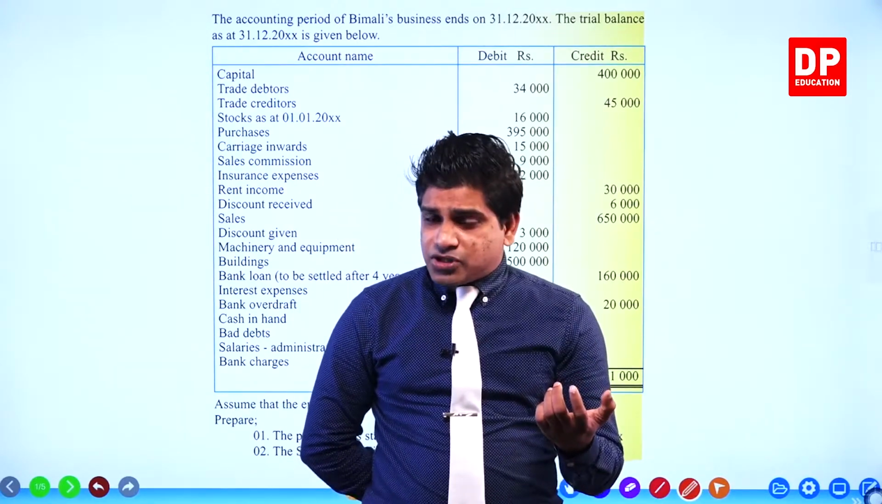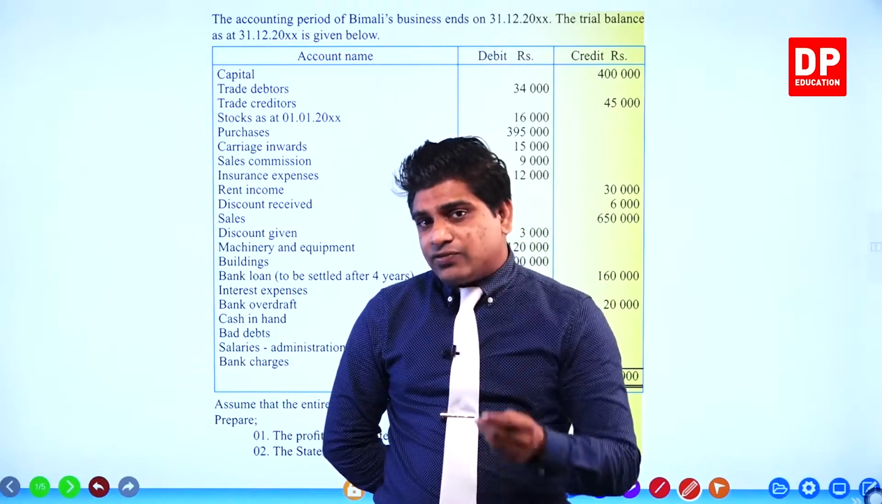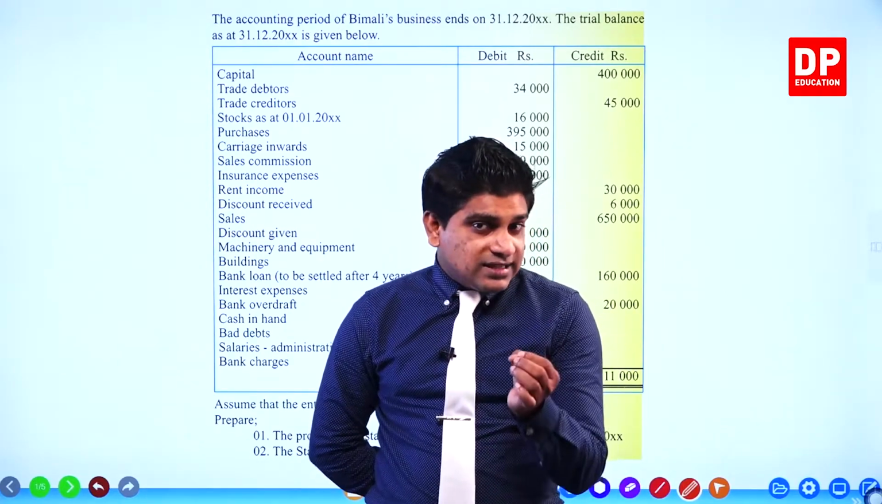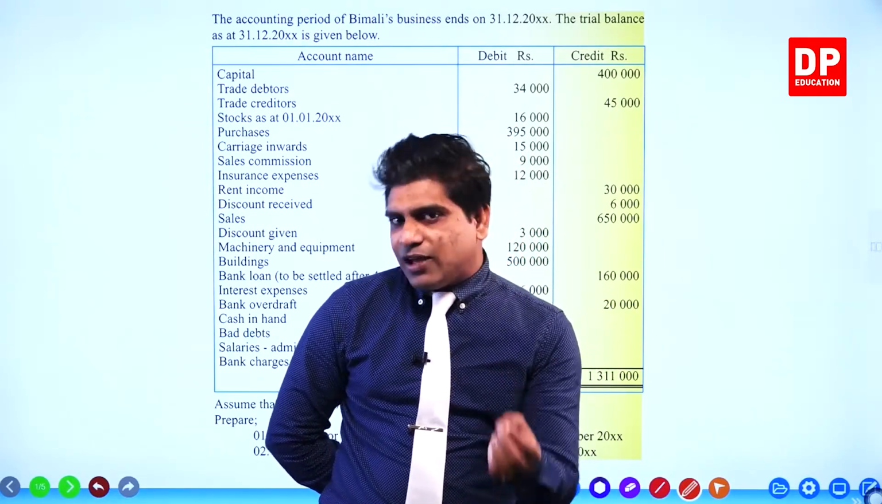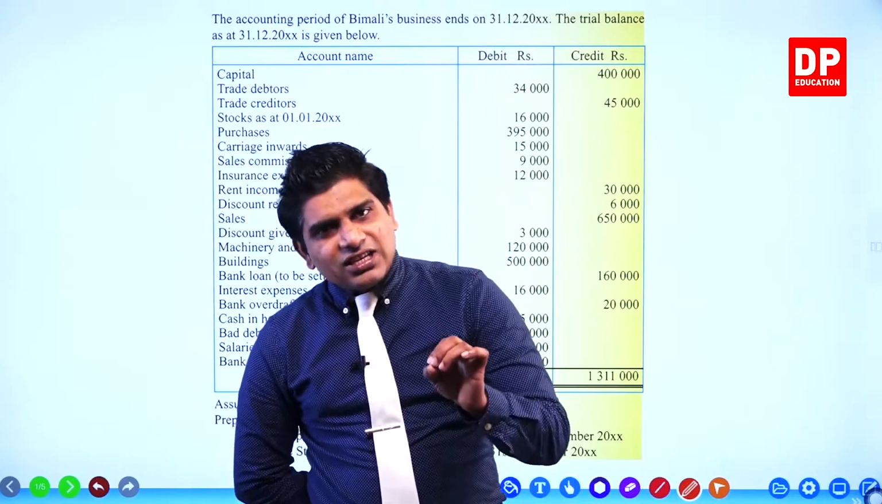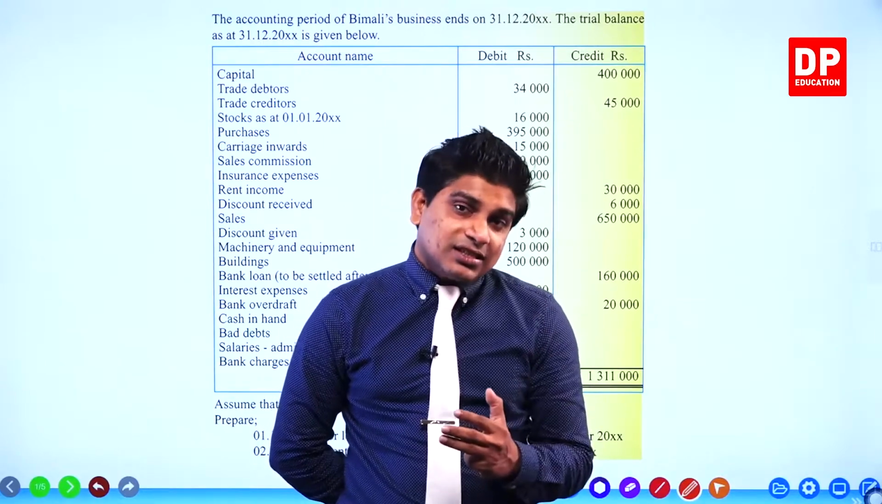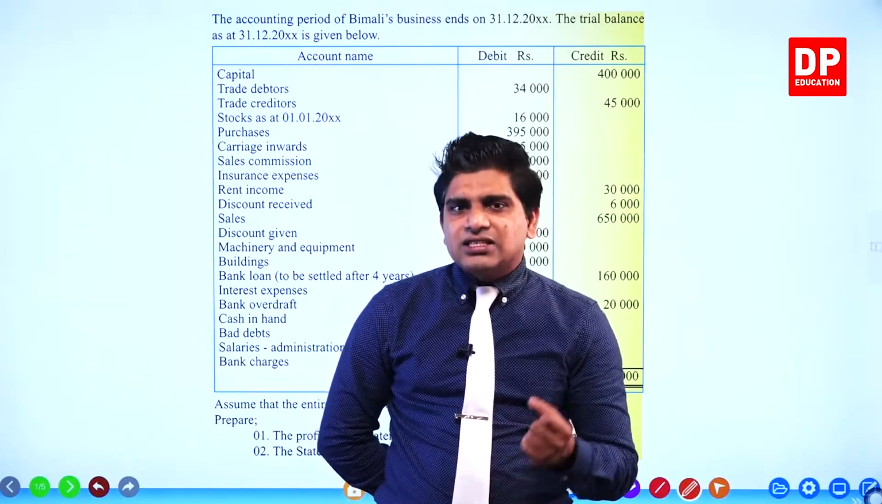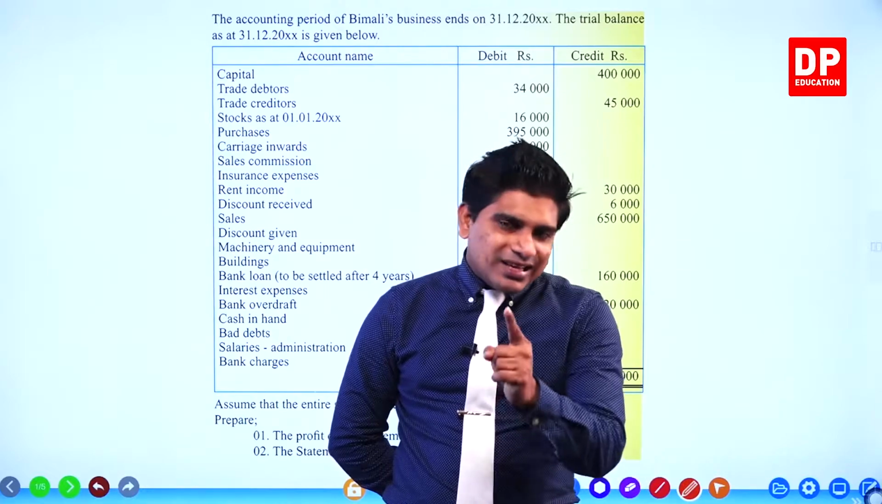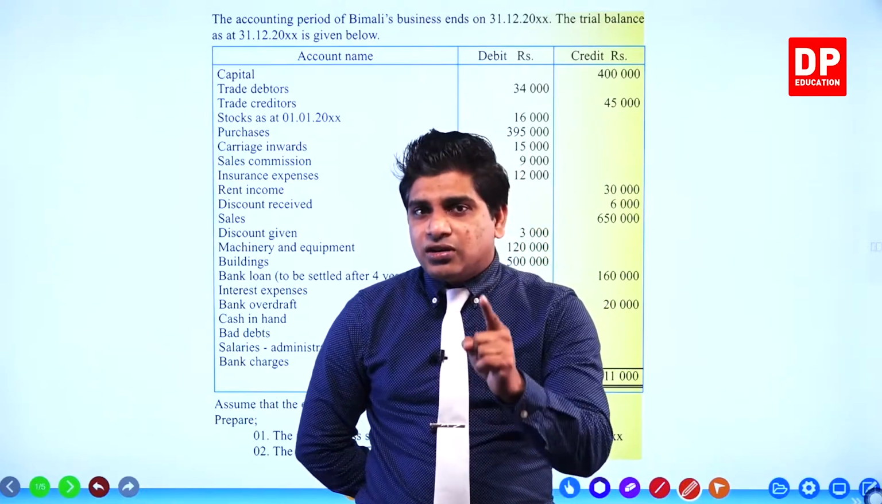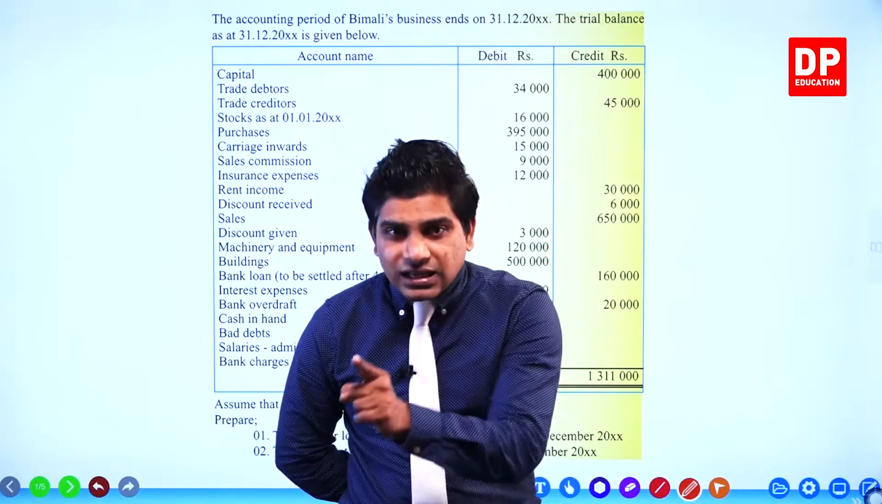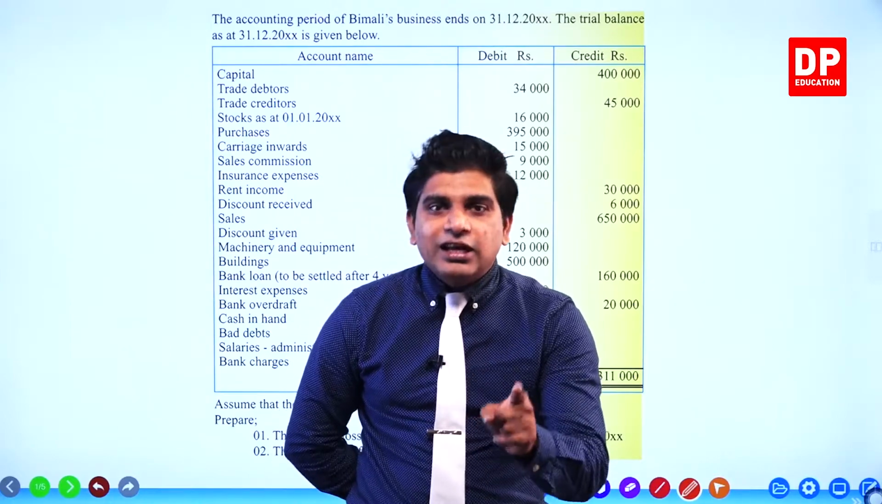In the statement of financial position, we use only three main types of accounts. What are they? Assets, capital and liabilities. When I say this, what do you remember? The accounting equation. Actually, what is the statement of financial position? It means nothing other than the accounting equation.